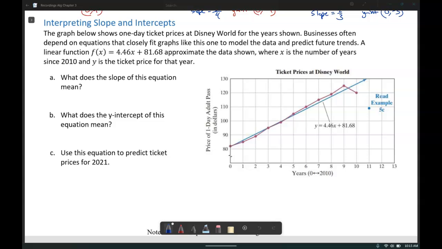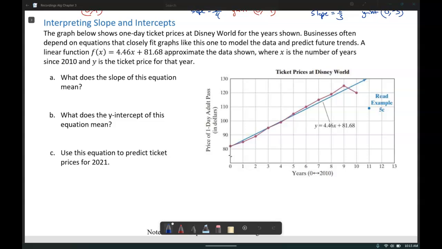Let's take a look at how we can interpret slope and intercept in a real-world situation. So here we have graphed the one-day ticket prices at Disney World for the given year. Businesses will often use equations that will closely fit or estimate graphs like this in order to predict future trends.